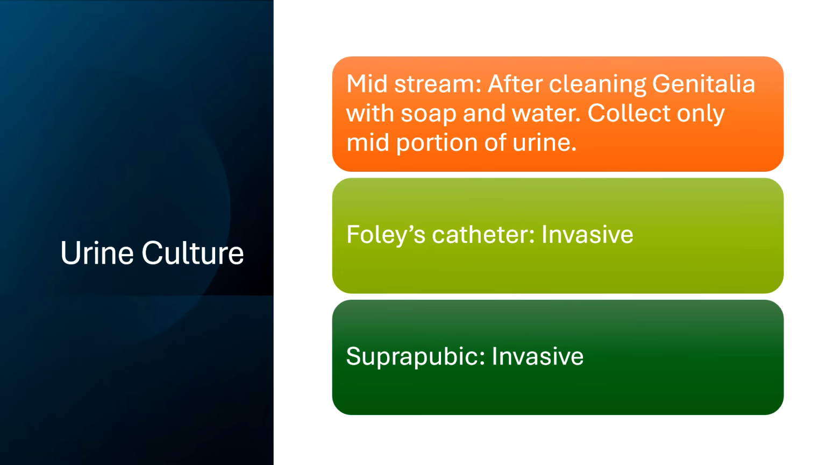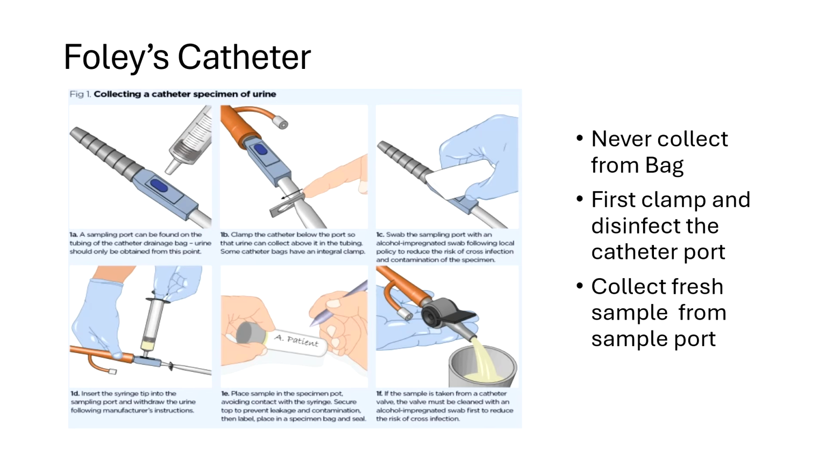Now another important culture we'll discuss here is the urine culture. Remember, midstream, Foley catheter, or suprapubic. These are the 3 sites from where you can collect urine. The most preferred one is midstream, in which you ask the patient to clean their genitalia with soap and water, remove the first portion of the urine and collect only the mid portion. Foley catheter is a different technique that we'll discuss. However, Foley catheter and suprapubic collection methods are the invasive ones.